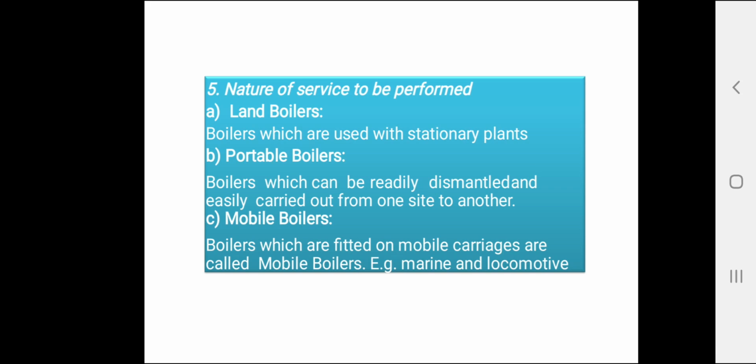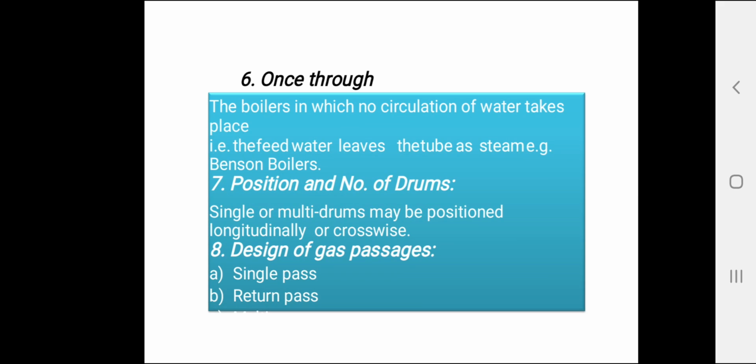So the next classification is once through boiler. A boiler in which no circulation of water takes place, and the feed water leaves the tube as steam, that is Benson boiler. So that is once through boiler. And the seventh classification is position and number of drums. Single or multiple drums may be positioned longitudinally or crosswise. So according to position and number of drums, there are different types of boilers.